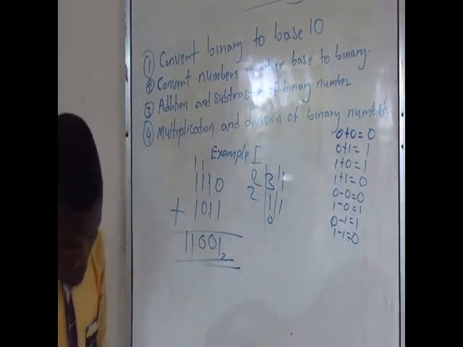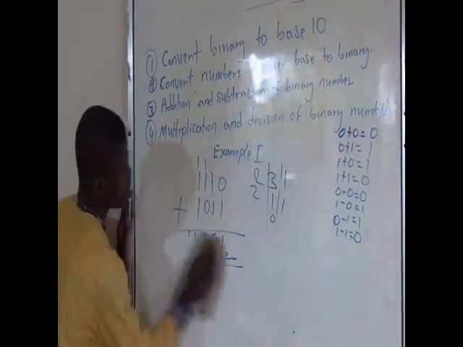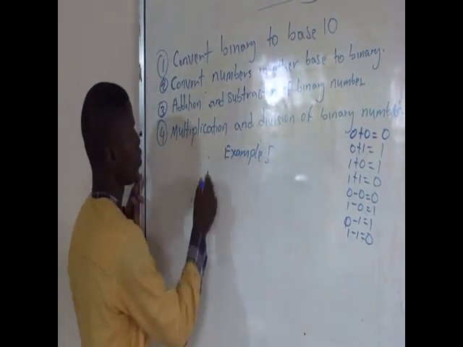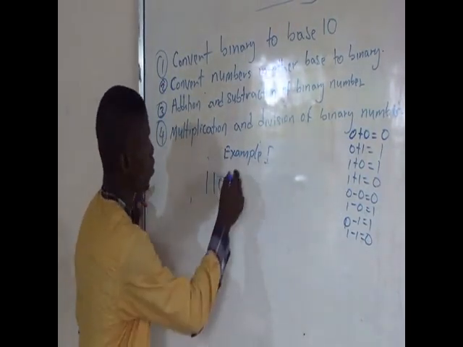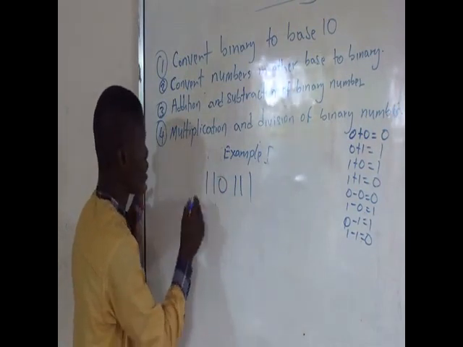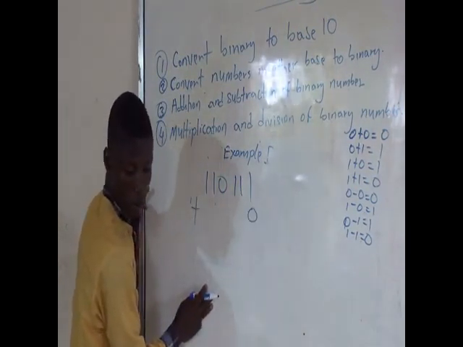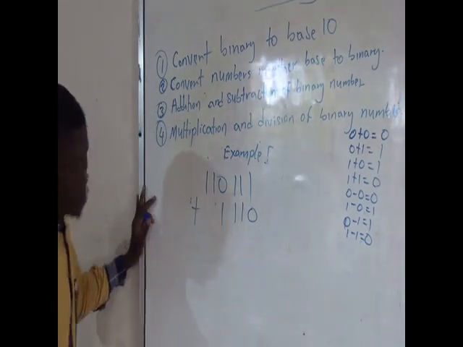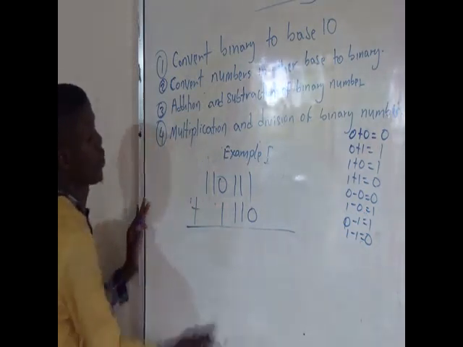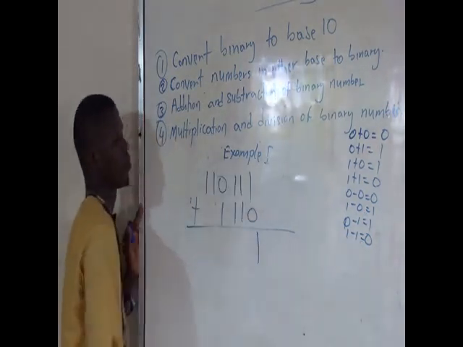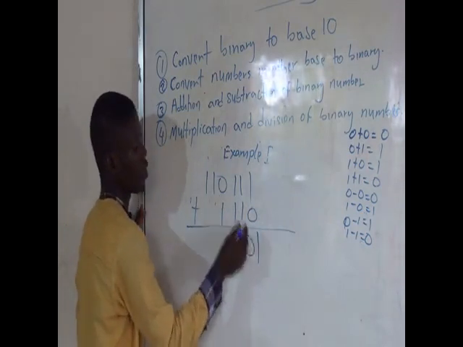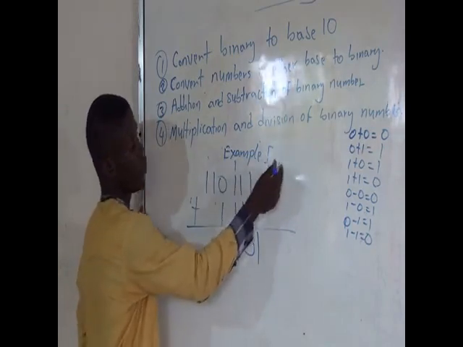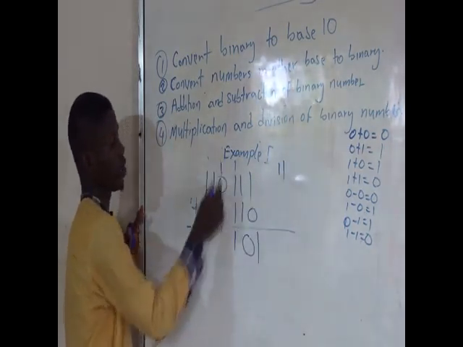Okay? Example 2. 1, 1, 0, 1, 1, 1 plus 0, 1, 1, 1. Okay, let's add. 1 plus 0 is 1. 1 plus 1 is 0, carry 1. 1 plus 1 plus 1 plus 1 gives me 11. We write 1 and carry 1.